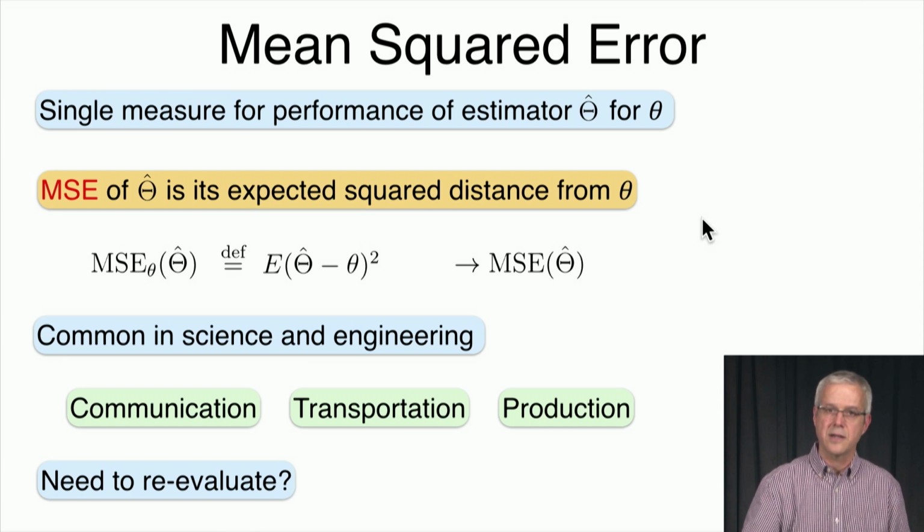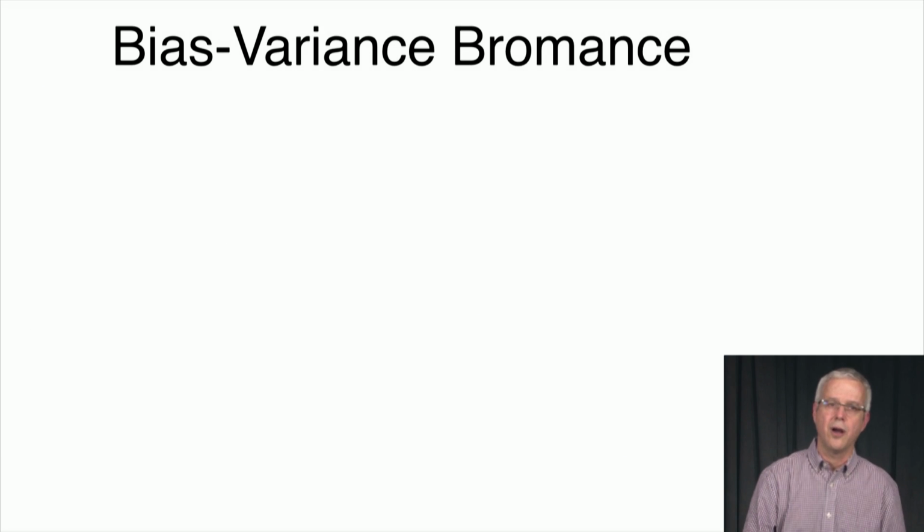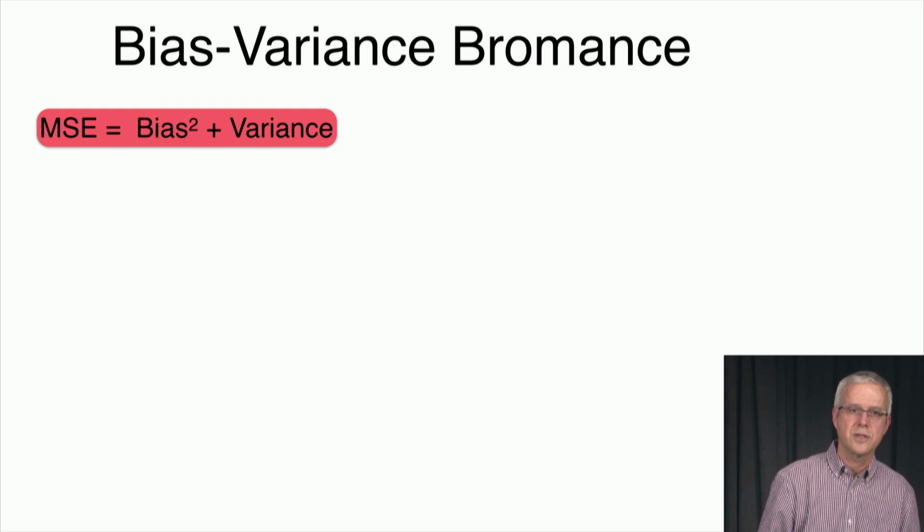So one natural question is whether, if we want to do this, we need to do something completely new. We talked about bias and variance. Luckily, no, because we can relate this to the bias and the variance of the estimator. What helps us is what you might call the bias-variance bromance, which is that the mean squared error is the bias squared plus the variance.